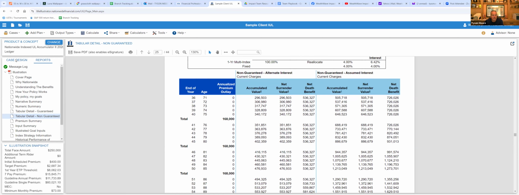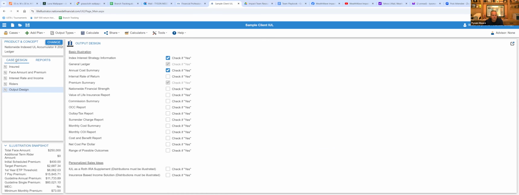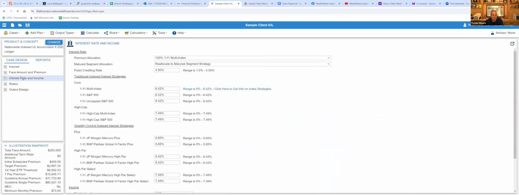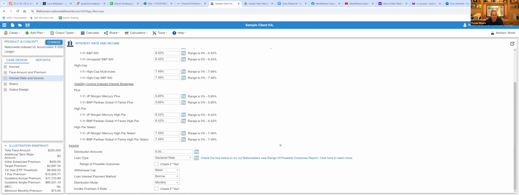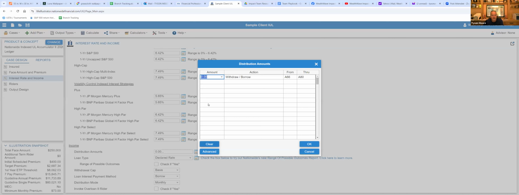So if we go back over here to case design, and let's go to interest rate and income. We scroll down and we go down to income here. So it says distribution amounts, declared rate. We have a few different options here. So what we want to do here is click this little calendar box, or it's probably a calculator. And we're going to punch in the amount of money we want to start. So let's start high, and then we can work our way back if we need to. So I'm going to punch in $30,000.